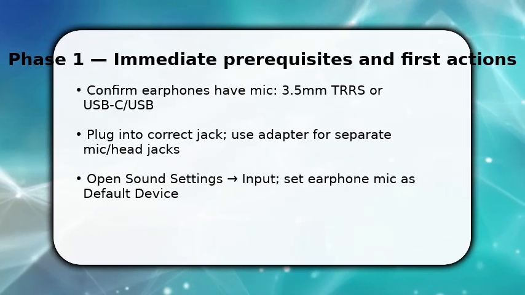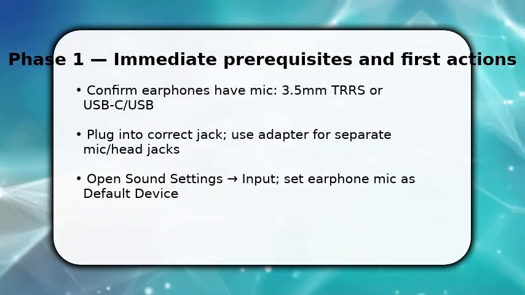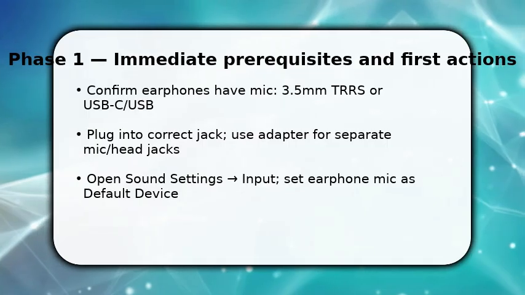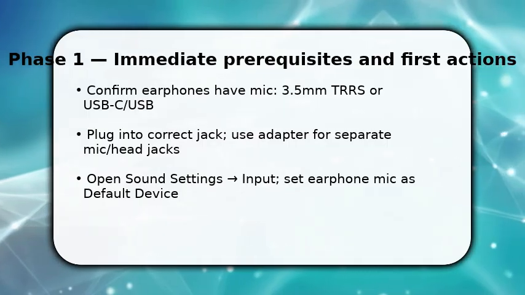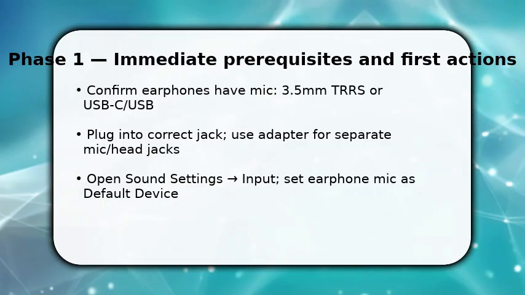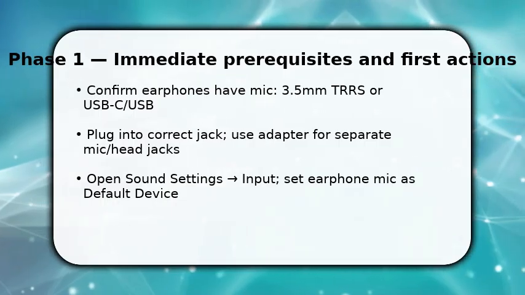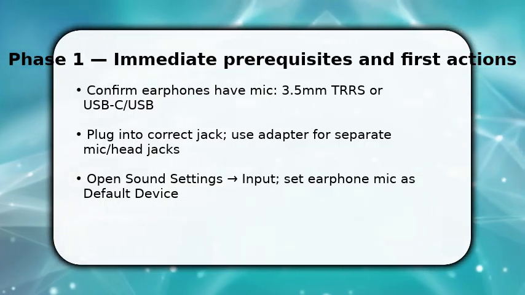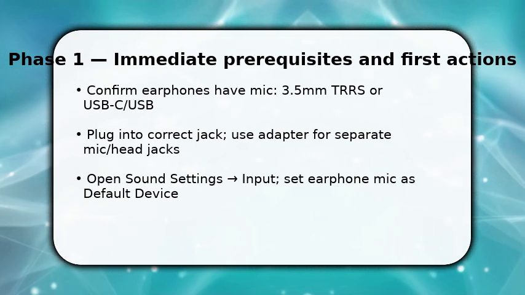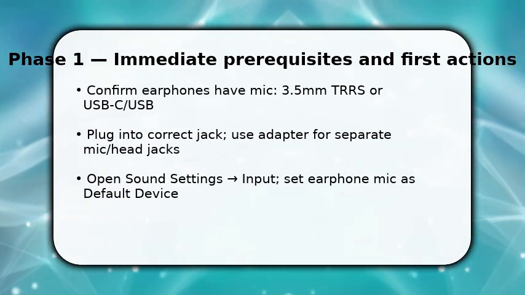Once plugged, open sound settings and choose the earphone mic as default device. Make sure input level meters move when you speak. This confirms hardware is recognized. Adjust basic input volume to about 50–70% so you don't clip. Now you're ready for software configuration.